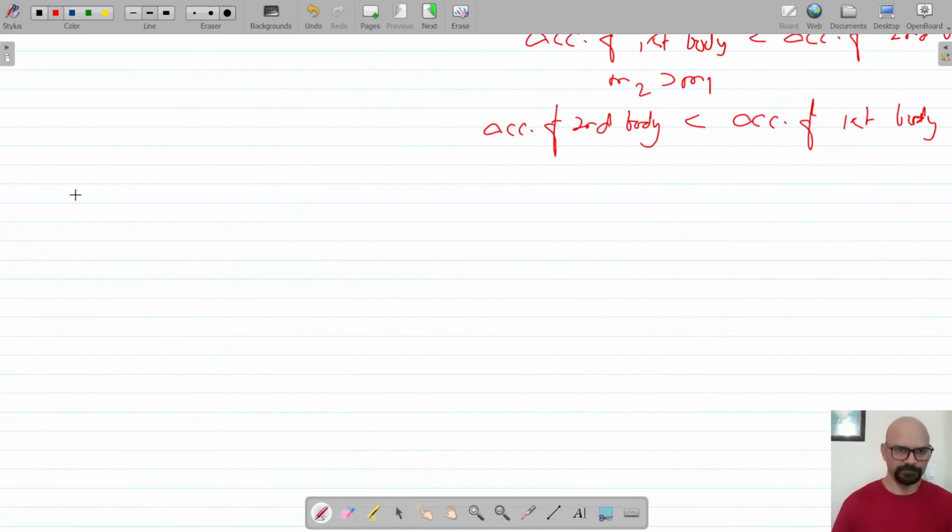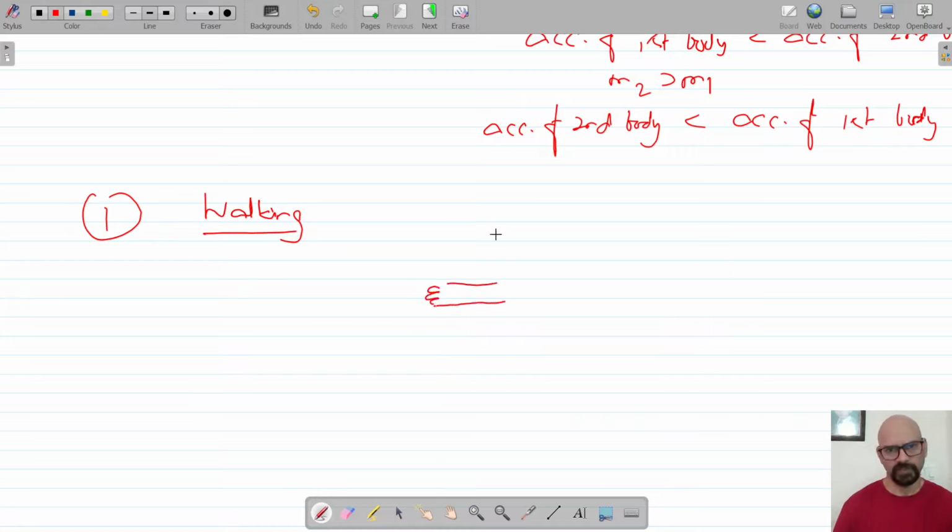Okay, let's consider some practical examples of Newton's third law of motion. The first one is walking. We are able to walk because of Newton's third law of motion. When we walk, let's say this is our foot, it exerts a force in the backward direction, and in turn the ground pushes us forward.